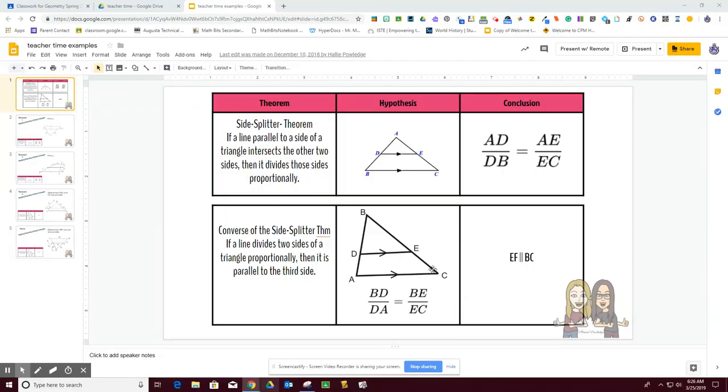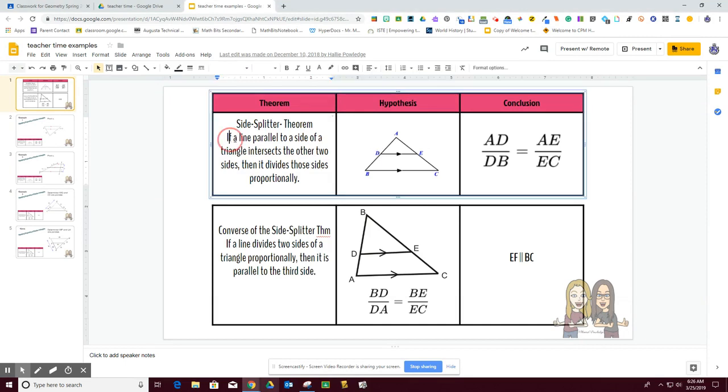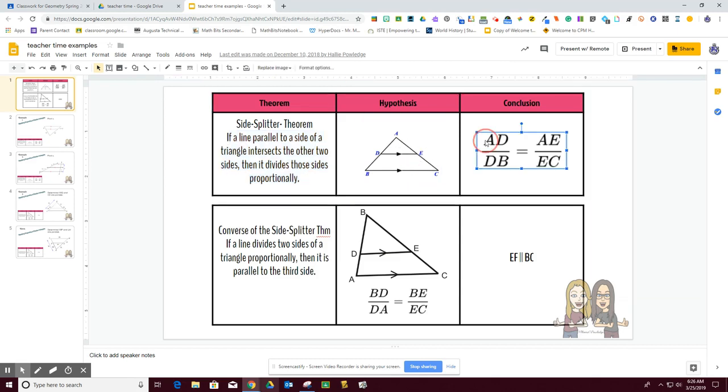So we have a couple of new theorems. One of them says if a line is parallel to a side of a triangle that intersects the two sides, then it divides it proportionally. In other words, if these two lines are parallel, then AD is to BD as AE is to EC, and the proportion is written right here.